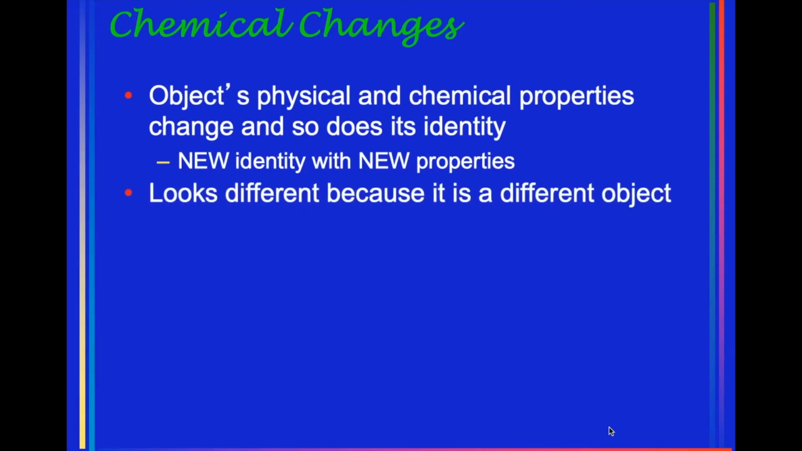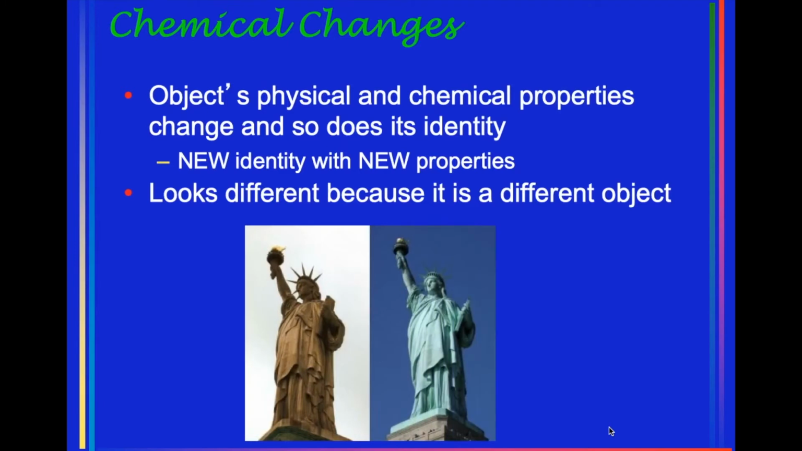It looks different because it is actually different. A great example of this is the Statue of Liberty. It is possible you've seen this picture before. When the Statue of Liberty was first built, copper is something that's considered very regal, very expensive, very fancy. So they built the statue out of copper just to show how important it was.